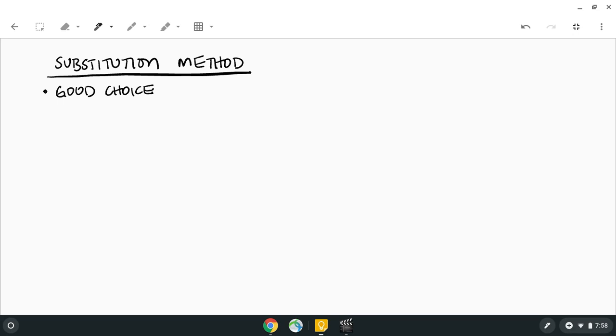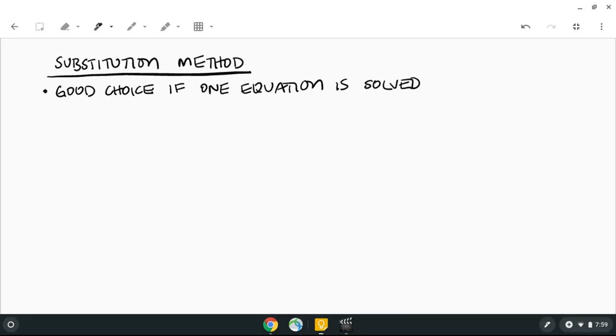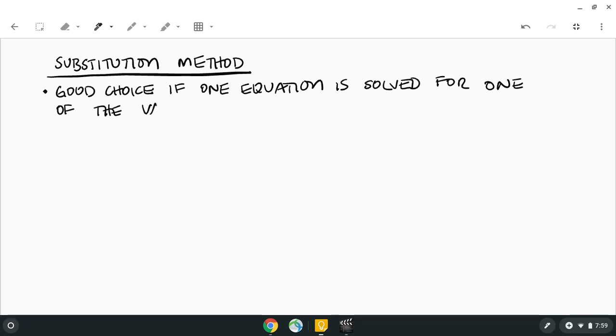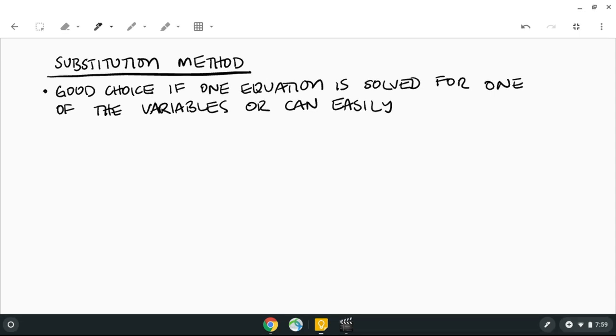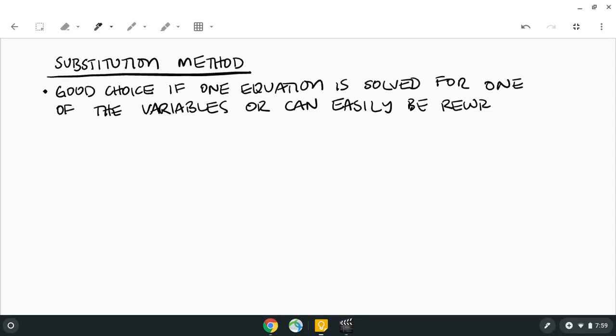Okay, so this is a good choice if one equation is solved for one of the variables, and it doesn't matter which one. Okay? Or can easily be rewritten in such a way.